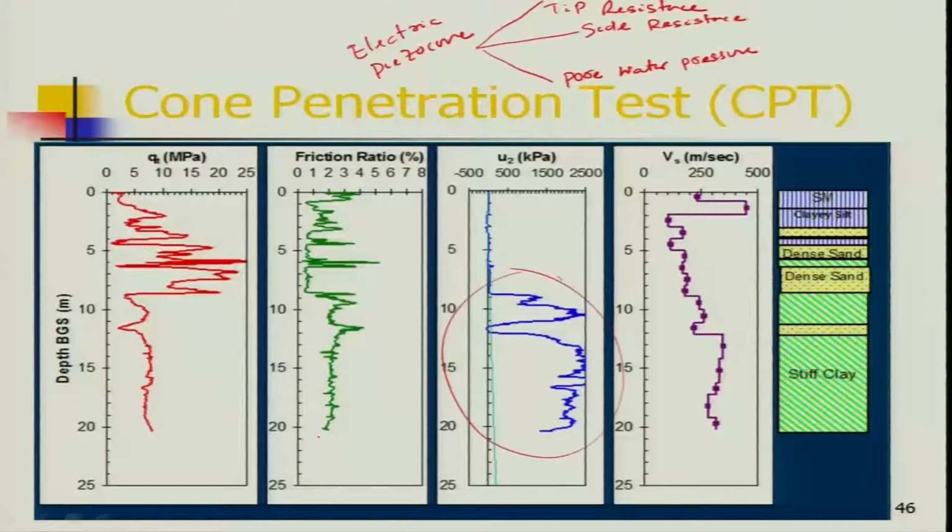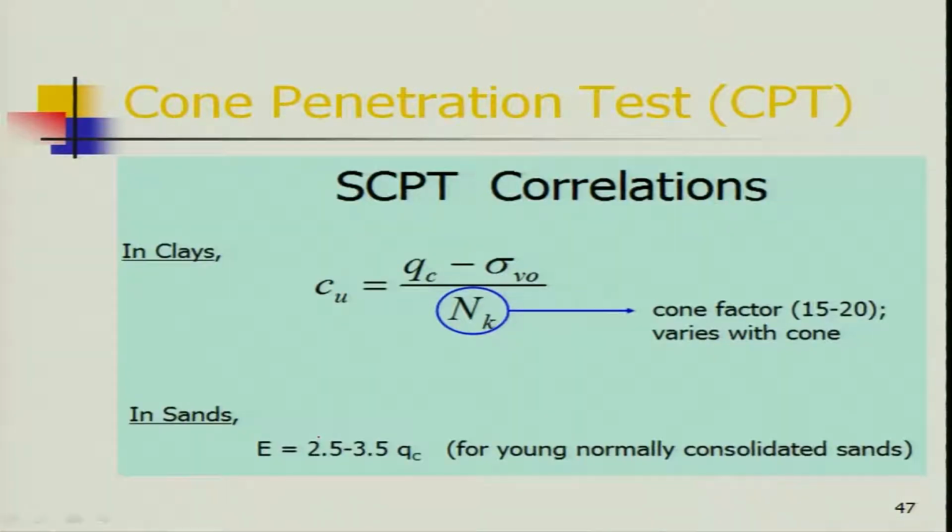So, this is what you are supposed to get. Then cone penetration test, SCPT correlations. If you have a SCPT in clay, how are you going to get it? In sand, in clay, what is the value of your undrained shear strength? You can get it directly from your cone penetration test, and in sand you can get E, modulus of elasticity.